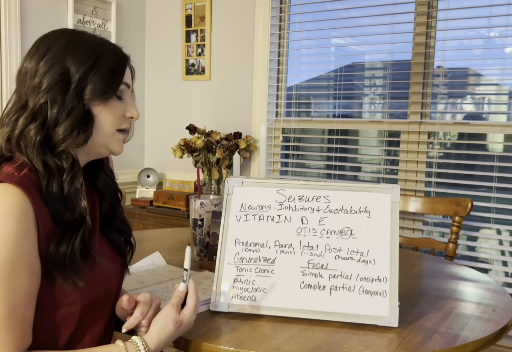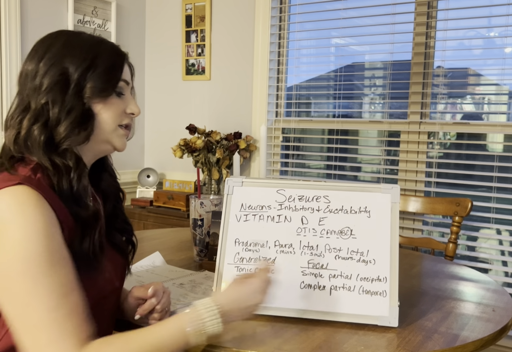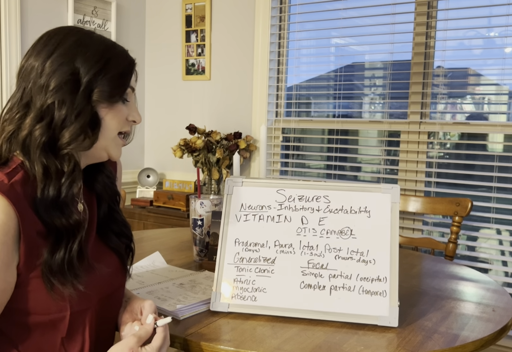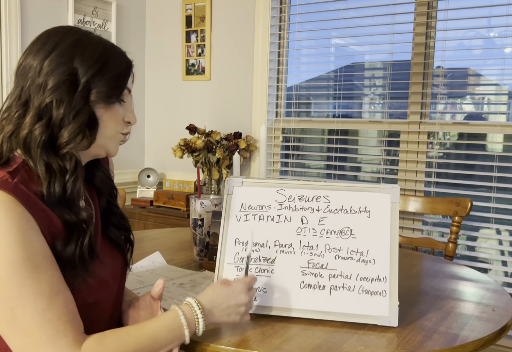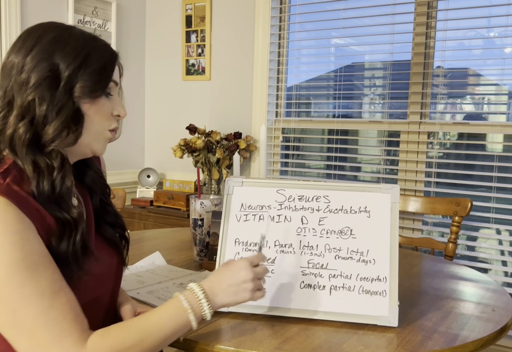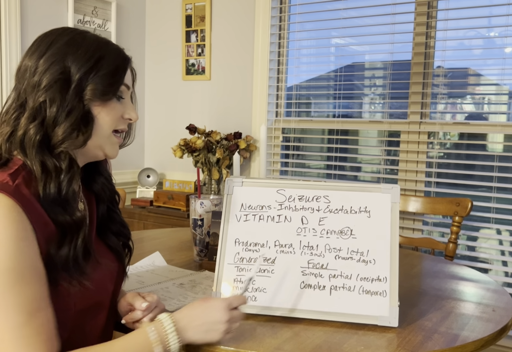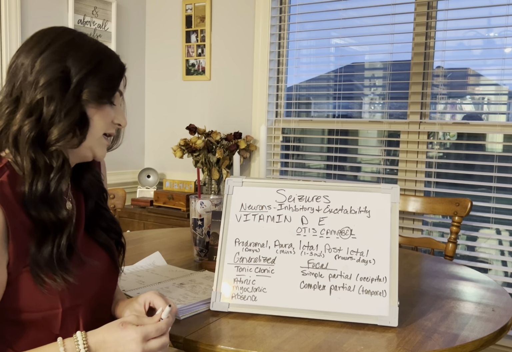So we'll talk about now the different stages of seizure activity. So we have here the prodromal stage, the aura, the ictal stage, and then the post-ictal stage.